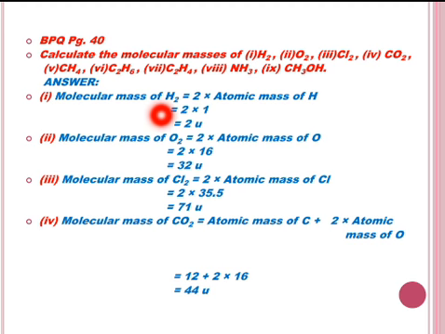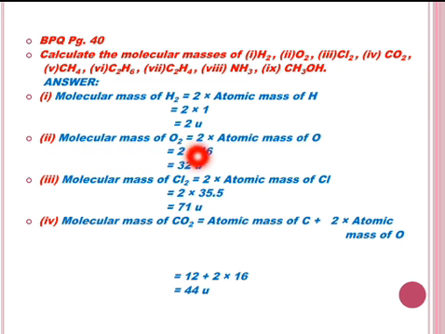First, molecular mass of H2. How many atoms of hydrogen are present in H2? Yes, you are right. There are 2 hydrogen atoms. So multiply these 2 hydrogen atoms with their atomic mass. So what is the atomic mass of hydrogen? It is 1. So multiply 2 by 1. It comes out to be 2 unified mass. So what is the molecular mass of H2? That is 2U. Now calculate the molecular mass of O2.